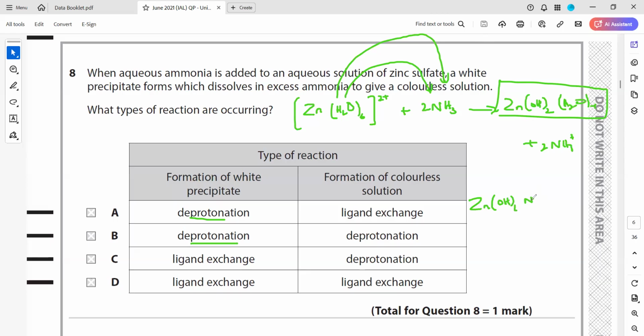Then if the precipitate dissolves, this is the precipitate, and when we add excess ammonia, ammonia takes the position of the others, so it will become Zn(NH3)4 in a bracket, 2 plus. So this is a ligand exchange. The first one is deprotonation and the second one is ligand exchange. For zinc it is fixed; for chromium it is an acid-base reaction again because it's amphoteric, and aluminum is also amphoteric. So you have to learn this. It's about memorizing how zinc compounds react with aqueous ammonia as well as aqueous sodium hydroxide.